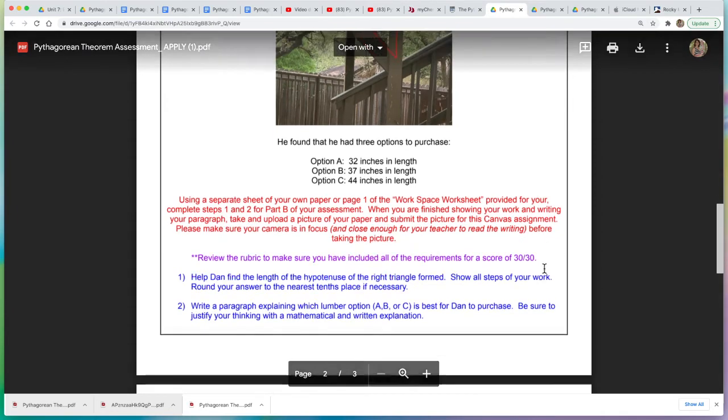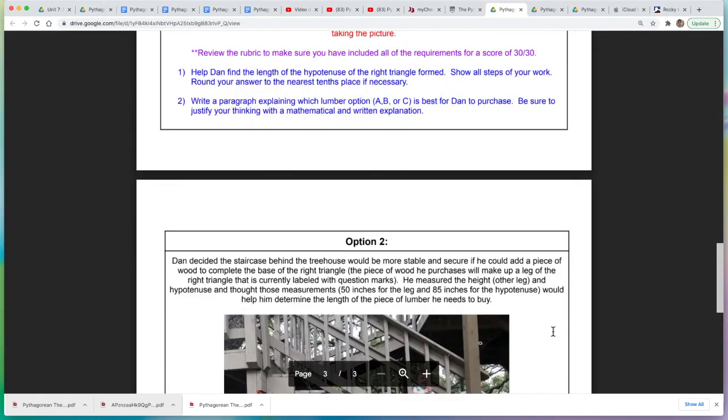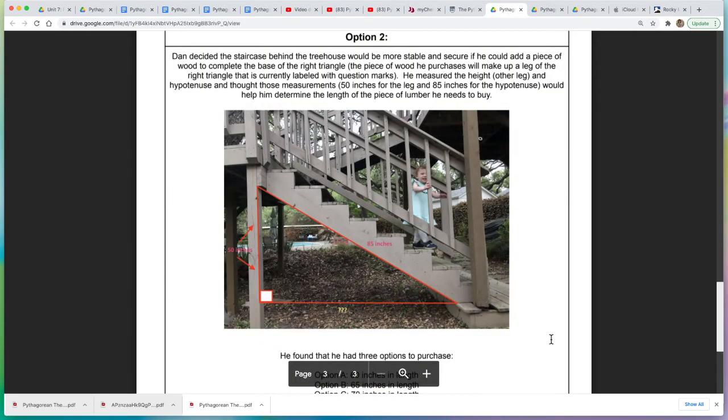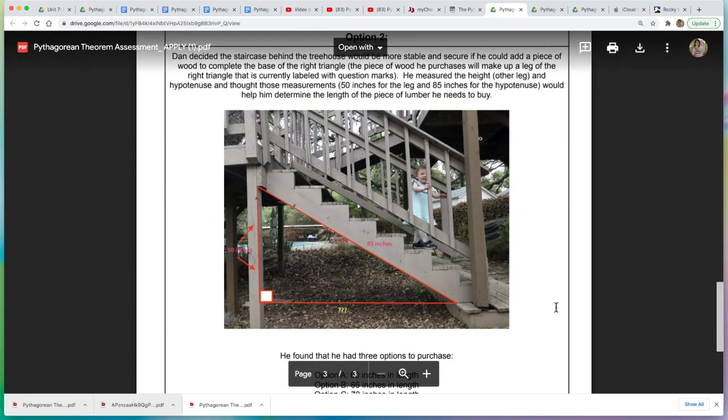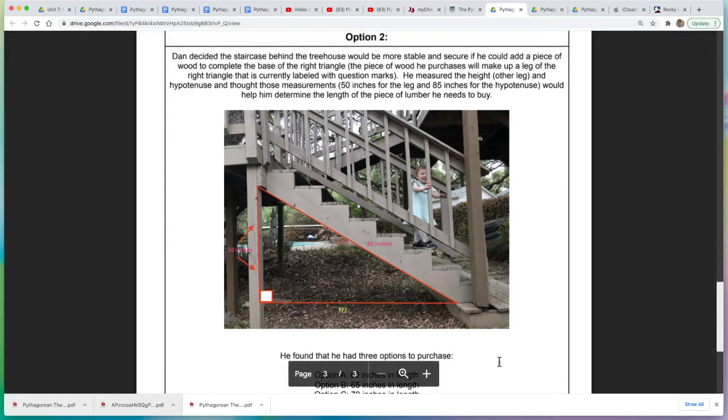Just so you have an idea of exactly what it will look like, not exactly because you're doing a different problem, I have done option 2 for you. So let me go ahead and go through that quickly and then you can get started. Dan decided the staircase behind the treehouse would be more stable and secure if he could add a piece of wood to complete the base of the right triangle. The piece of wood he purchases will make up the leg of the right triangle that is currently labeled with question marks. So it's this bottom leg here.